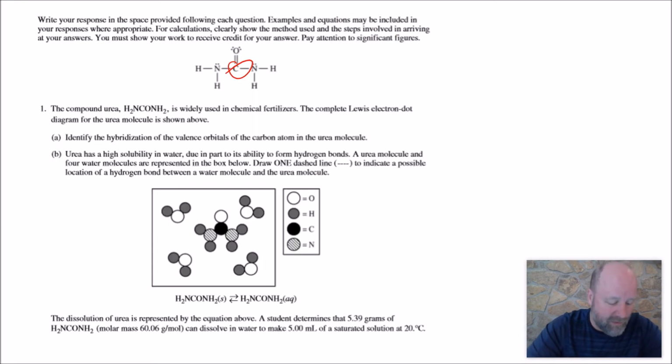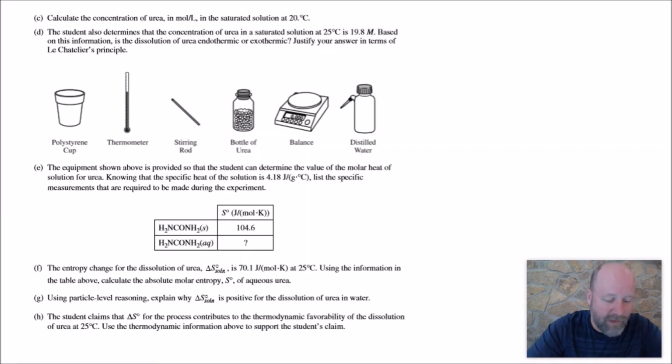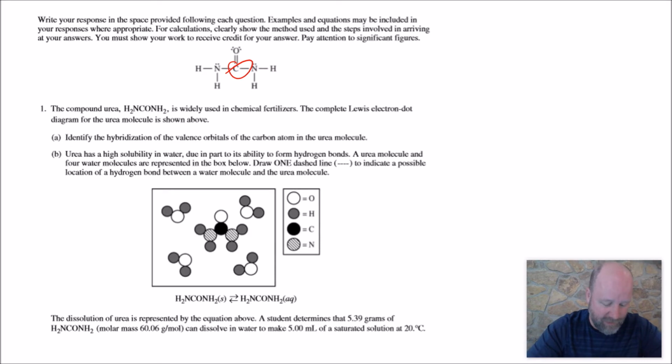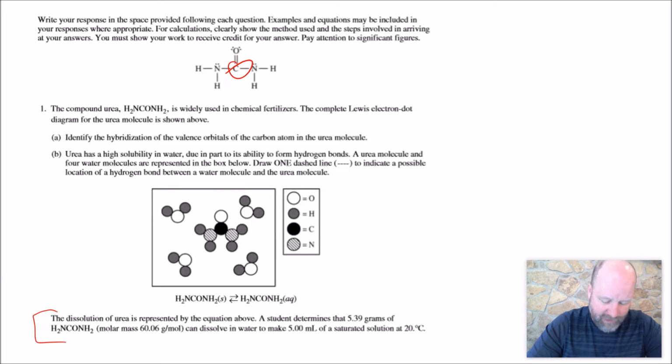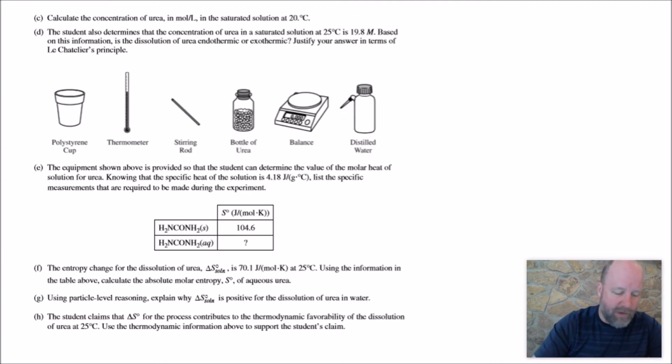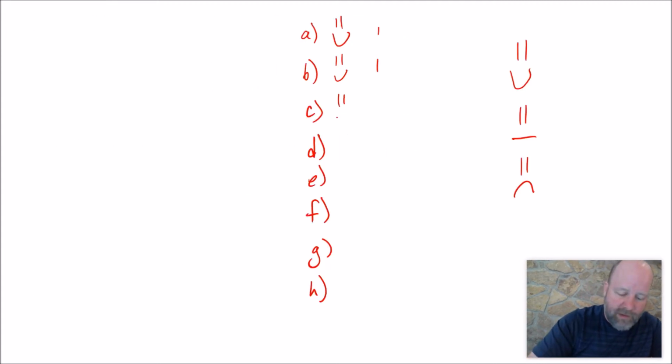Now we're going back to part C. Calculate the concentration of urea in the saturated solution at 20 degrees Celsius. So I probably should have put this information on the next page, but dissolution of blah, blah, blah. So yeah, this is just math, and it doesn't look too bad. This is not like an ICE table or anything like that. It's just 5.3 grams can dissolve to make 5 liters. So I just need to turn grams into moles and then moles into molarity by dividing by the volume. So that's just math, and that doesn't seem too hard. So C is not too hard.